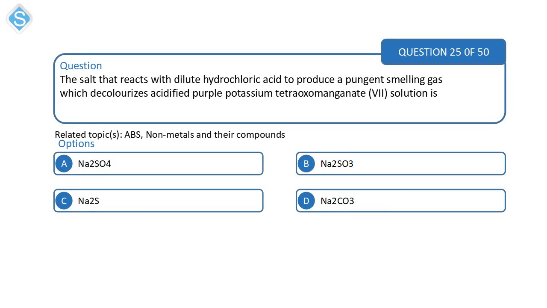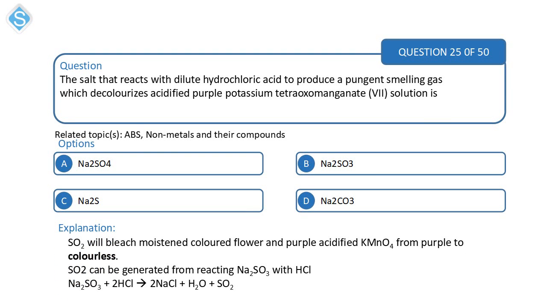The salt that reacts with dilute hydrochloric acid to produce a pungent smelling gas, which decolorizes acidified purple potassium tetraoxomanganate(VII) solution, is sodium trioxosulfate(IV). Now what you observe here is that this sodium trioxosulfate(IV) reacts with hydrochloric acid to form sodium chloride, water and sulfur(IV) oxide.